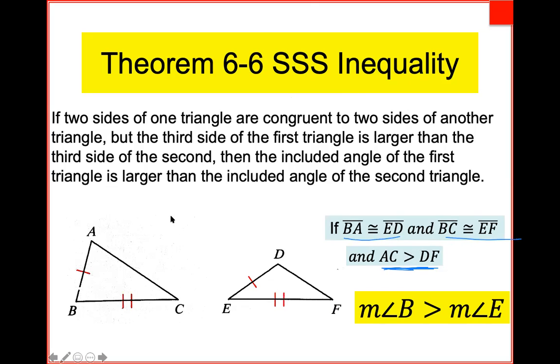So what does it say? If you have two sides of one triangle congruent to two sides of the other, and you can say something about their third sides in an inequality, then the angle that's opposite the larger third side has to be the largest one. Which one's larger? AC is the larger. Look at the angle that's opposite AC, this angle right here, angle B. Therefore, angle B must be larger than angle E. And that's what it says.